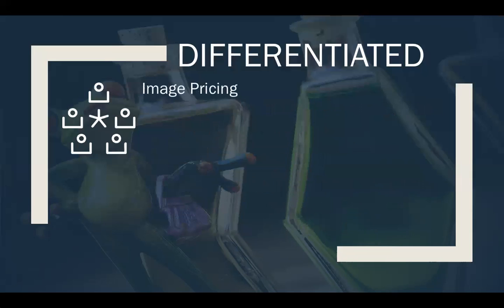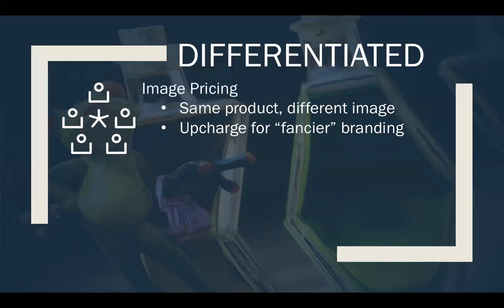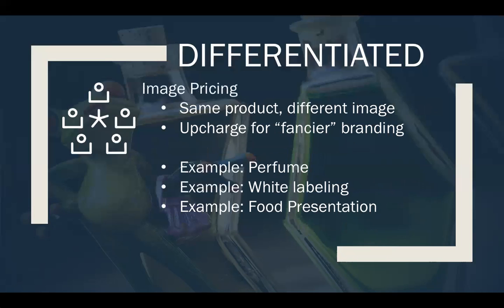Another one is called image pricing. So this is the same product in a different image, a little bit different than the form. This is where you upcharge for a fancier branding. An example would be perfume, where you might have a perfume in a not so aesthetically pleasing bottle. It just doesn't look expensive. So maybe you only charge $15 for it. Maybe you have the same perfume, but you put it in a really fancy bottle, hardly cost you anything more. You just made it look really expensive and you charged it for $79.